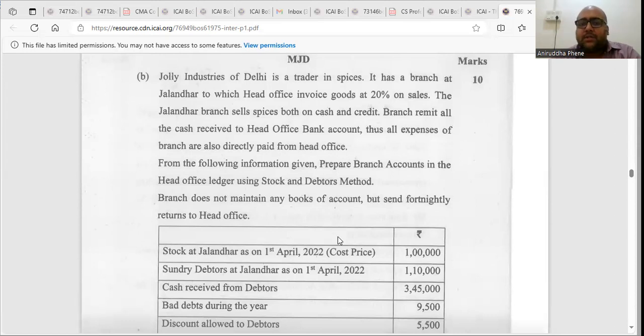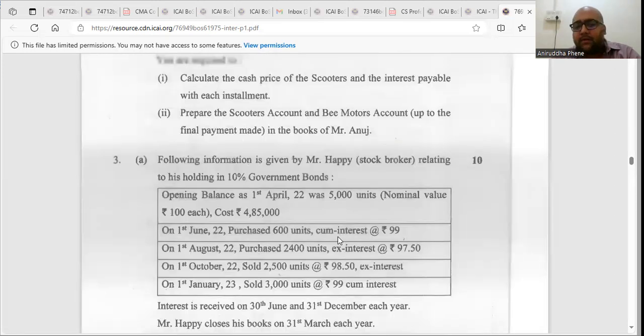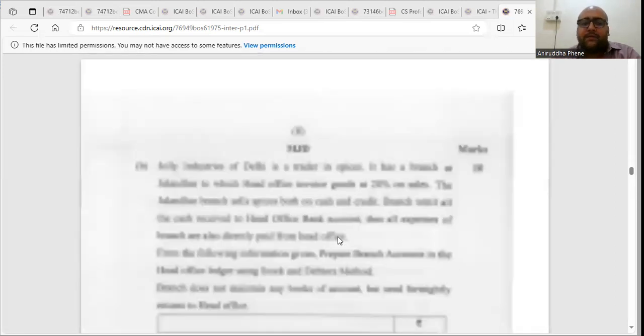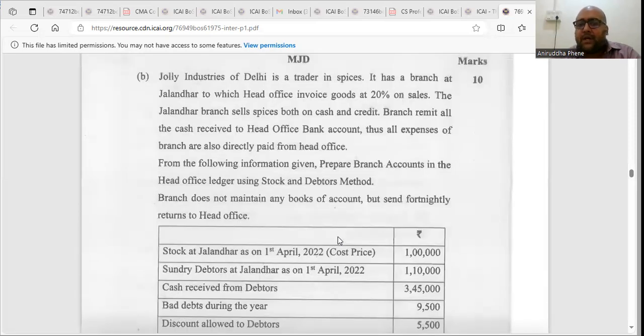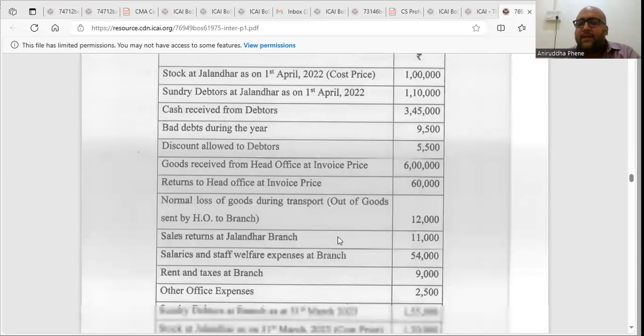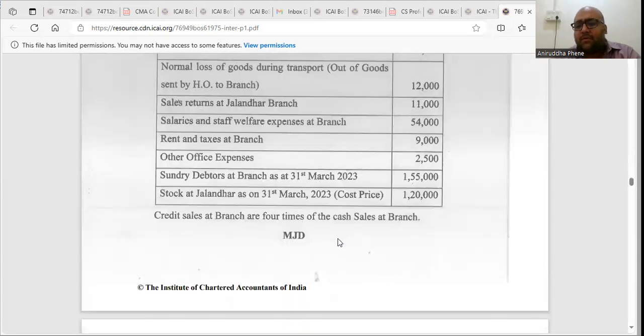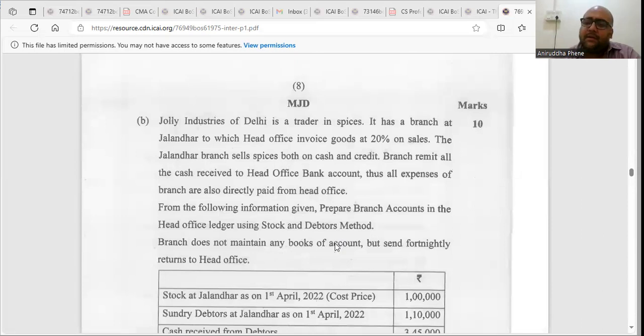This is branch accounts question. Third question. 3A is investment, 3B is branch account, stock and debtors method. Stock and debtors method, if you know the entries, I think you can manage. You can prepare a branch account properly.